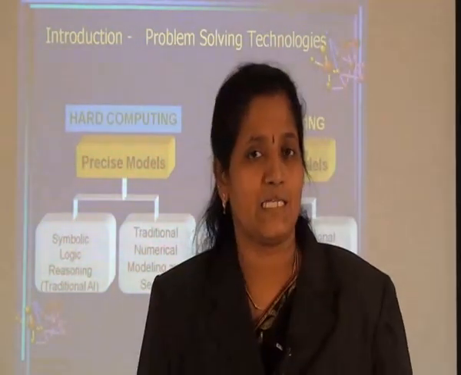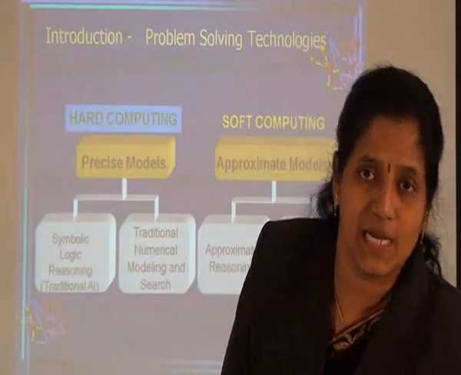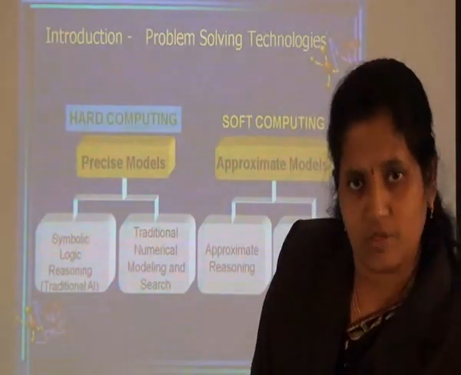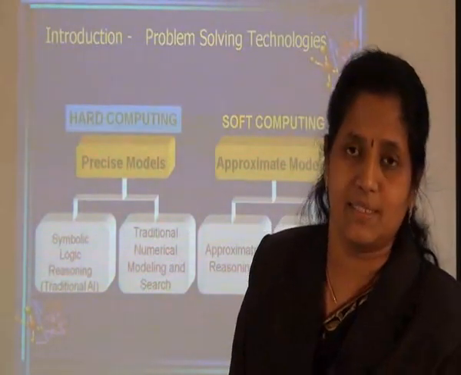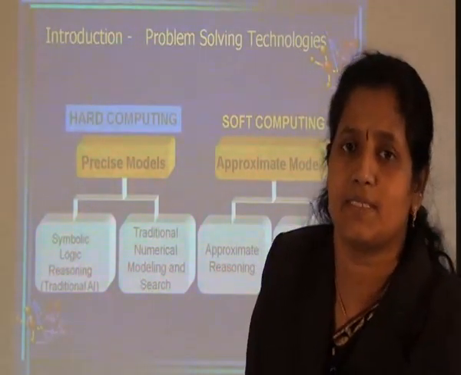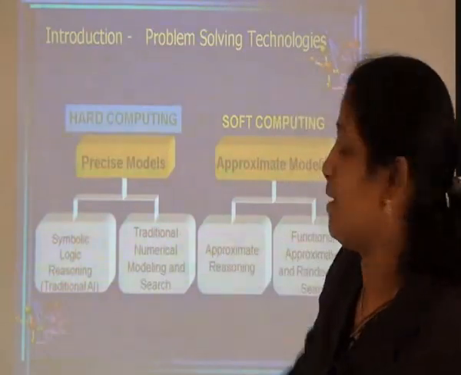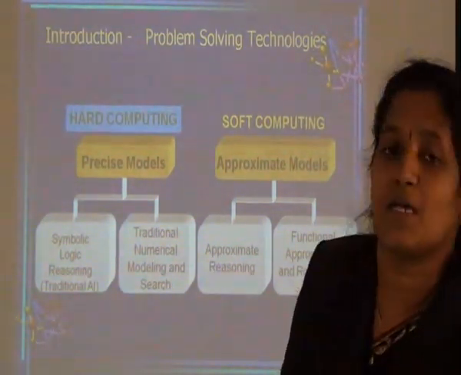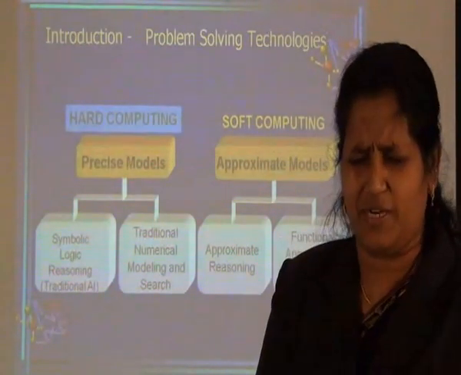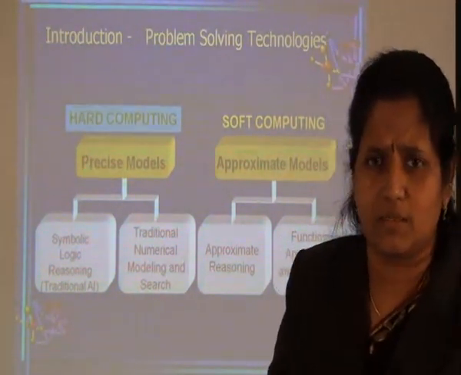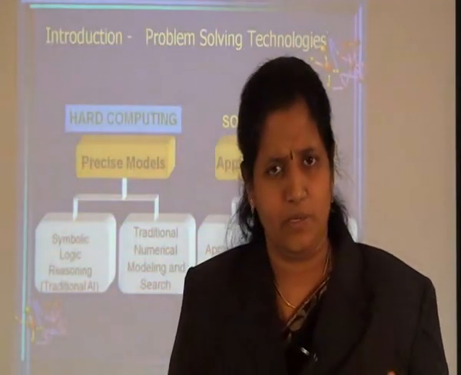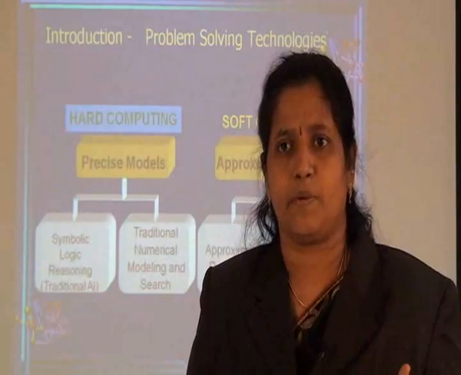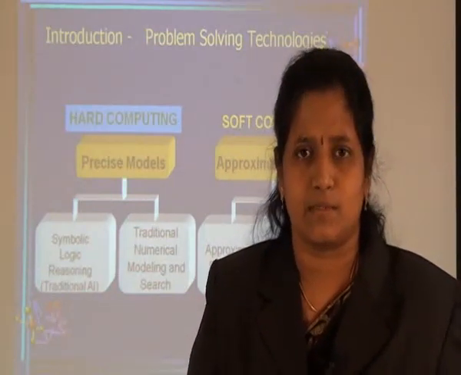As I said before, artificial intelligence is a hard computing. You know why it is hard computing? It also solves non-algorithmic problems, but it requires symbolic knowledge representation as well as reasoning. The same thing here: it can be modeled as a precise model. Whereas soft computing is approximation. You cannot find a correct answer for any problem you solve, because soft computing is mainly used for solving complex problems. So if you want to solve a complex problem, you will not get a correct answer.